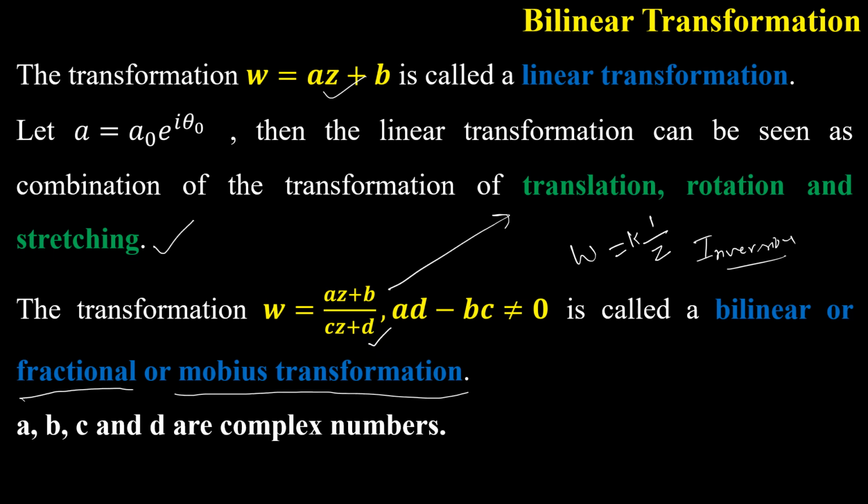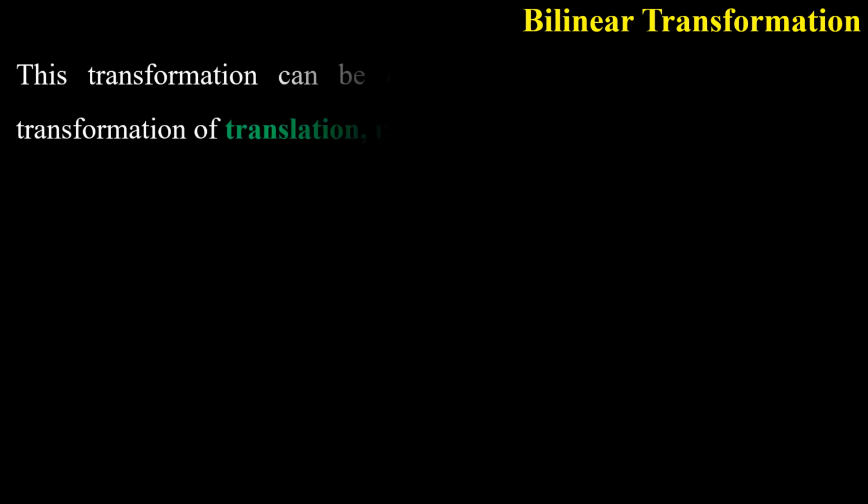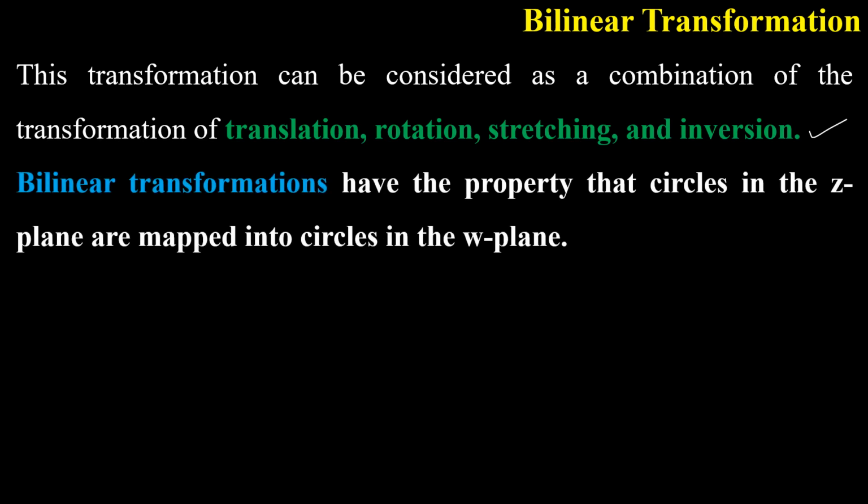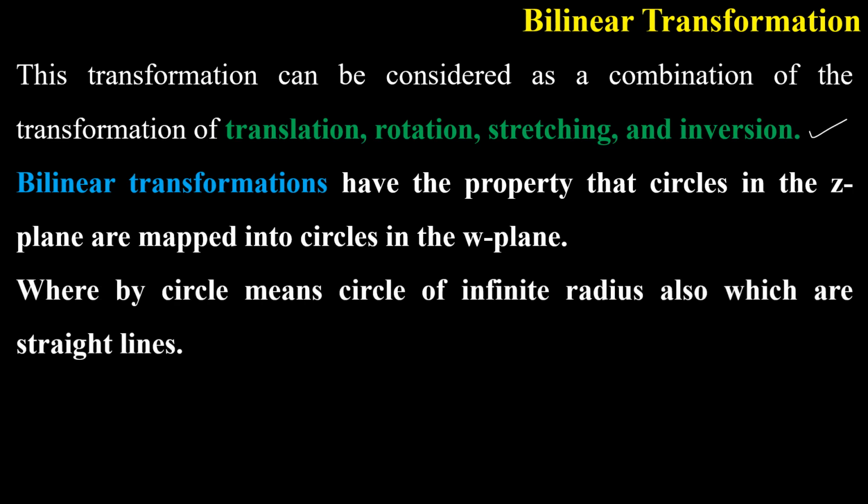A, B, C and D are complex numbers. Now this bilinear transformation, as I stated earlier, can be defined in the form of translation, rotation, stretching and inversion. Bilinear transformation has different properties. The first property is that circles in the Z plane are mapped into circles in the W plane. This is the beauty of this bilinear transformation.